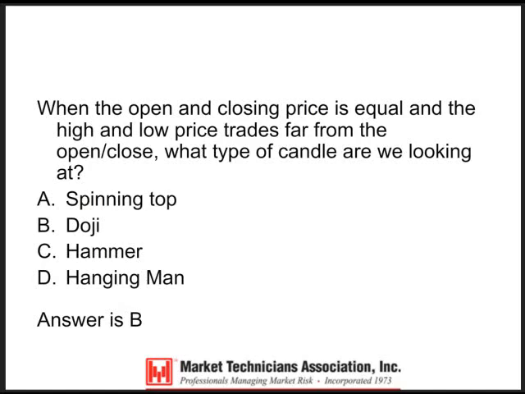Yeah, this one should be fairly easy and almost a giveaway. Open and closing price are equal, and the high and low trade far from the open and close. It is a doji. Spinning top would not be correct because spinning tops usually have narrow highs and lows, but a doji is the correct answer. Hammers and hanging men certainly do not have opens and closes at the same price.